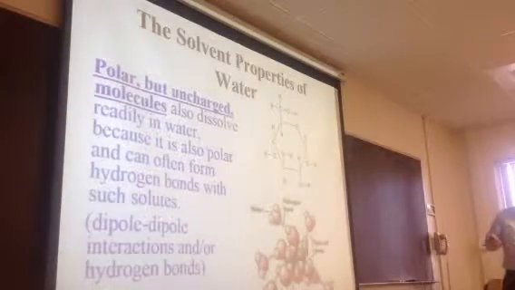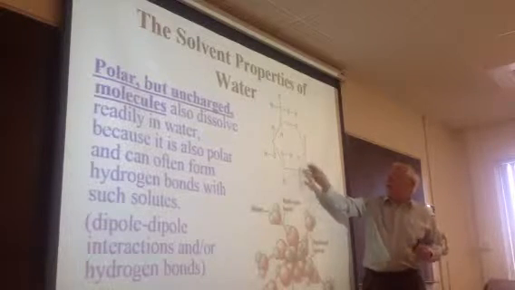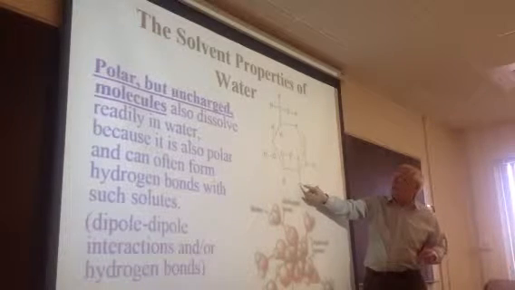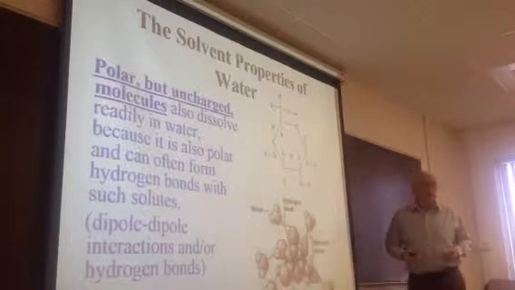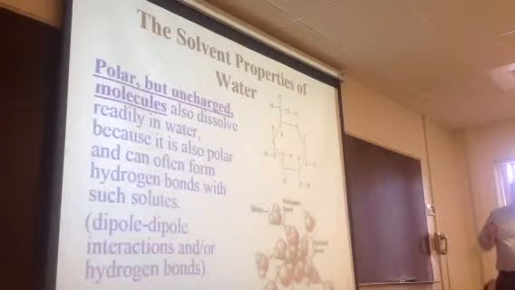So anything that's polar, this is a polar atom because it's got heteroatoms like oxygen and nitrogen and sulfur. Polar groups like that dissolve readily in water. So anything ionic dissolves well, anything polar can form hydrogen bonds, dissolves well.